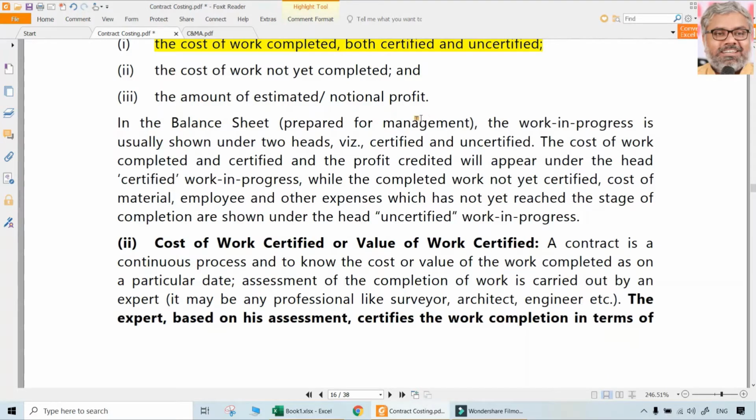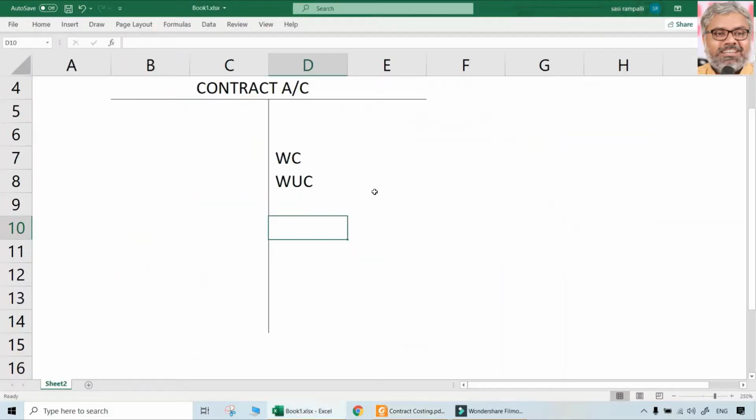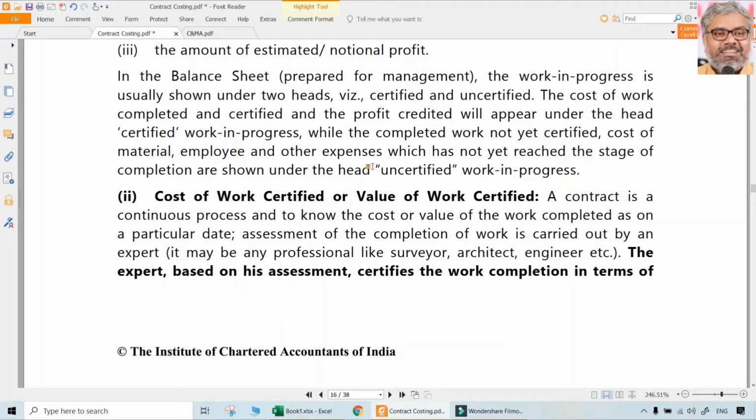Cost of the work not yet completed, estimated profit and all. Those things will be prepared as a separate statement or a memorandum account. Real account cannot have any notional things. Though the profit that is arrived out of this contract itself is not real profit, it is called notional profit. But as far as the credits and debits are concerned, they cannot be anything which are futuristic.